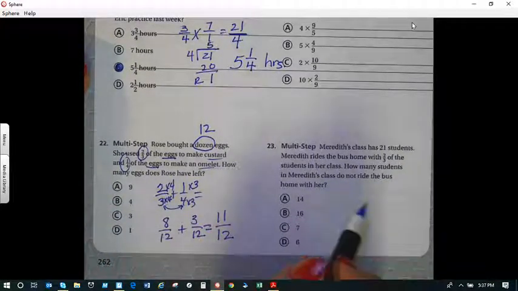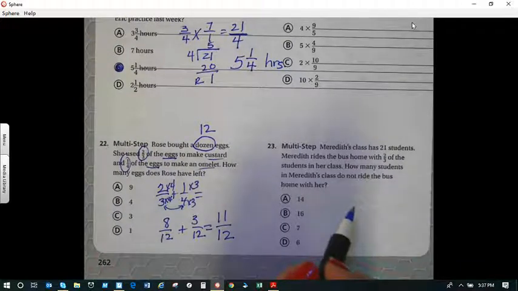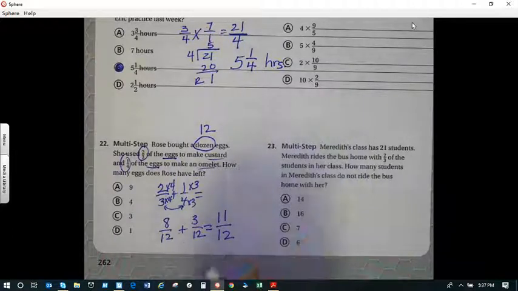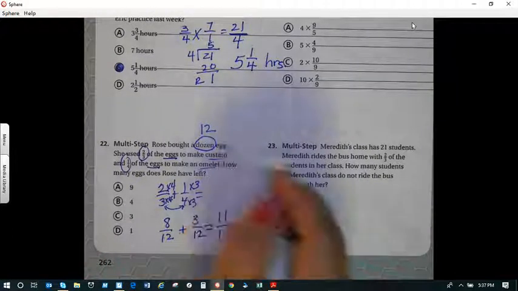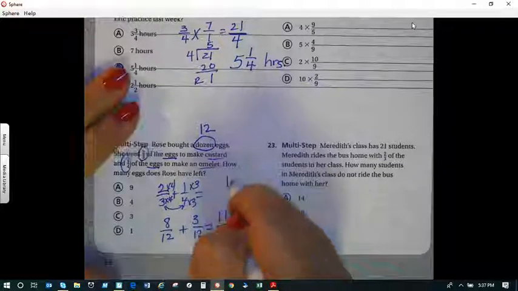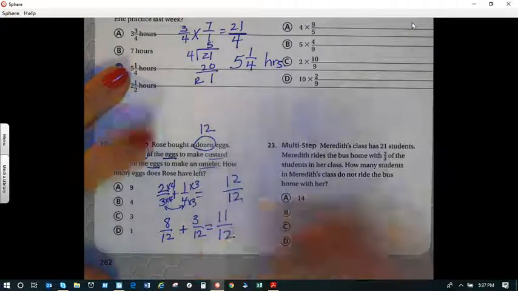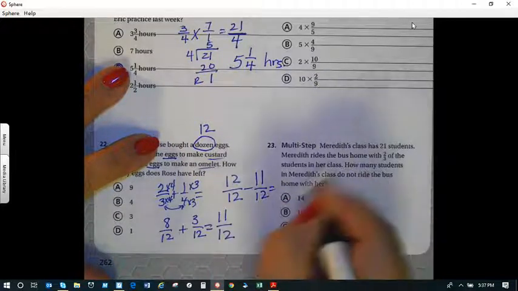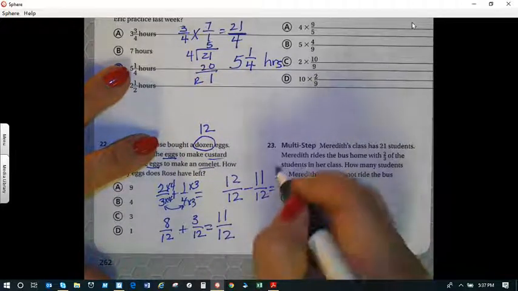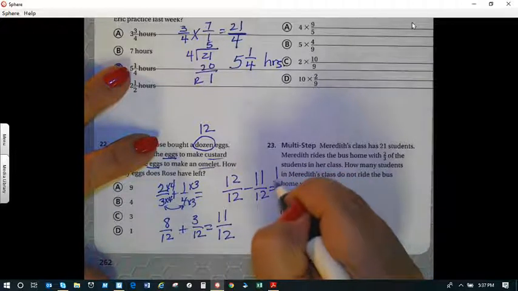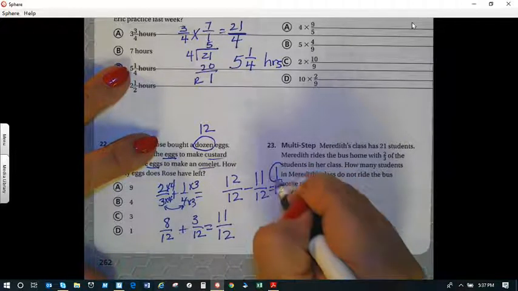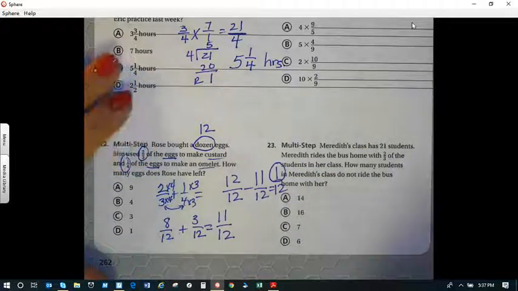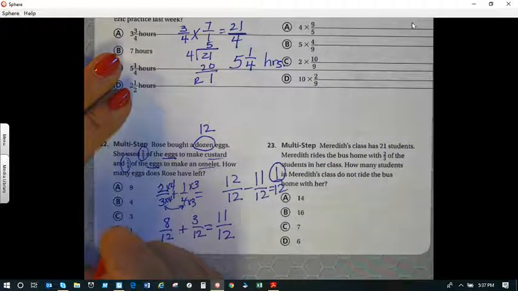Well, it's saying how many eggs does she have left? What am I going to do now? Do I hear an answer? All right, so how far am I away from a dozen? A dozen is going to be 12 over 12, right? Because that's 1 whole minus 11. That's what she has left out of that. So how many does she have left? 1/12. So she would have how many eggs left? 1 egg. 1 out of the 12 that she has left.